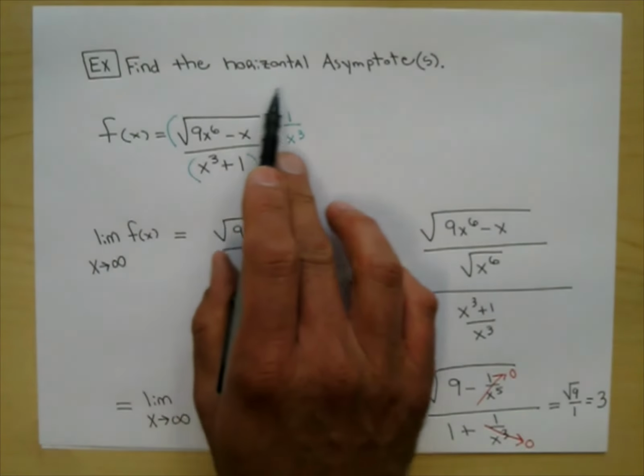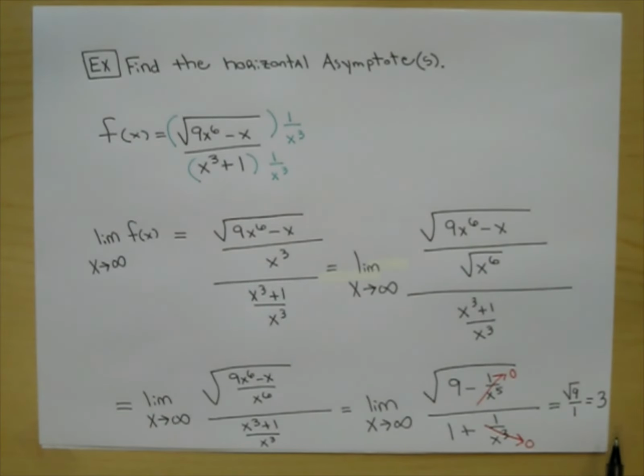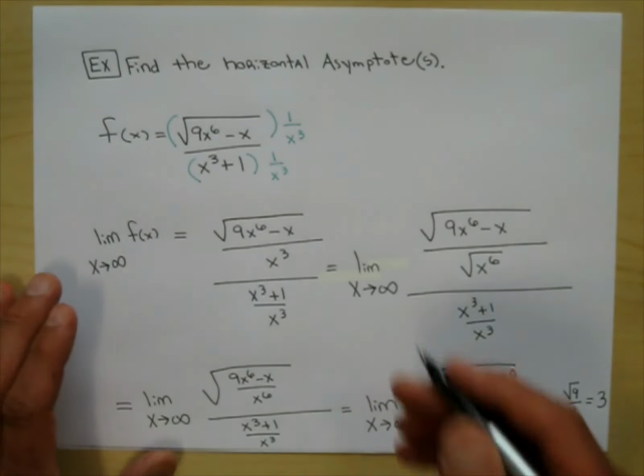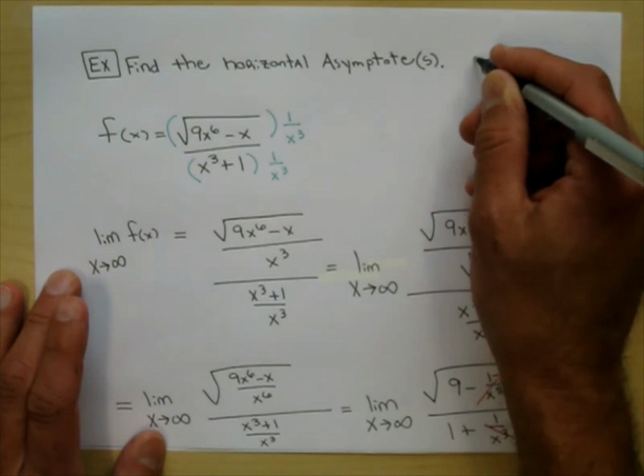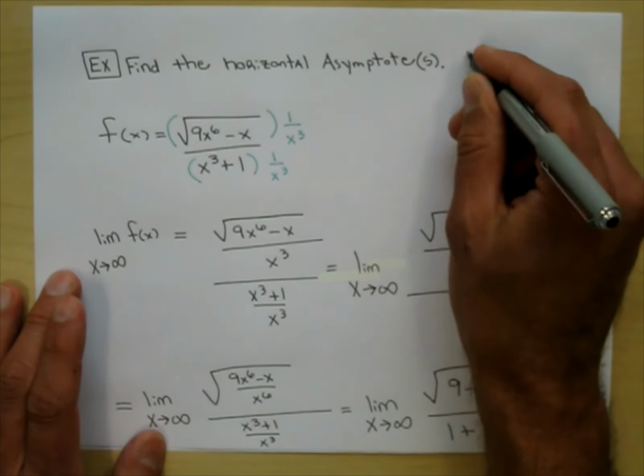So when they ask you to find the horizontal asymptotes, well, this could be it. Let's put it up here. So one of them is y equals 3.